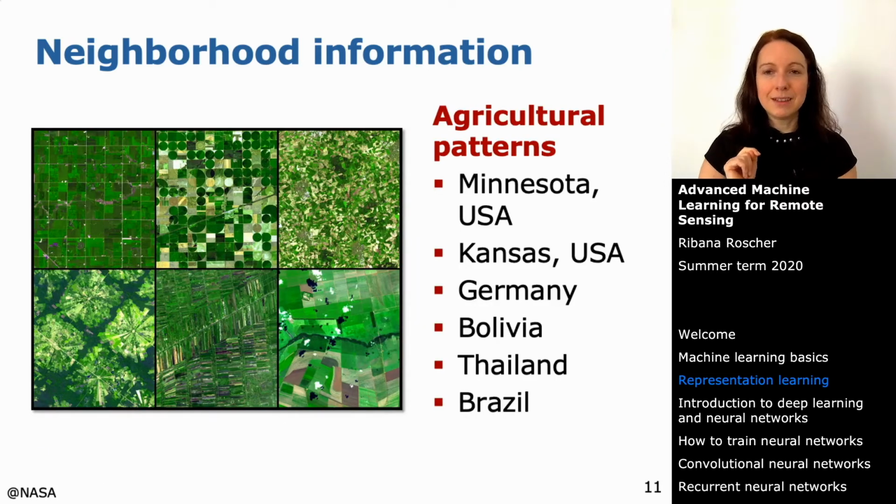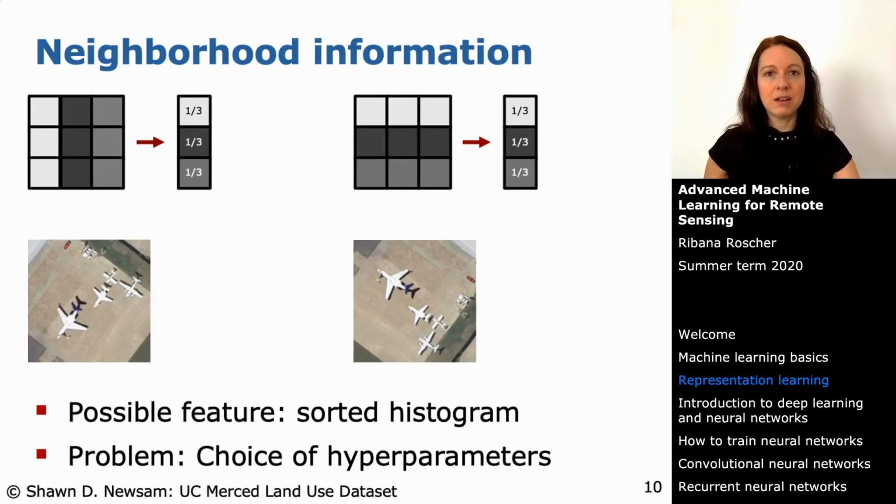And of course, not to forget, you need to normalize the histogram afterwards. So if you have, for example, different sizes of the neighborhood, you cannot work with absolute numbers. You need to normalize the histogram, for example, so that the vector sums up to 1 afterwards.